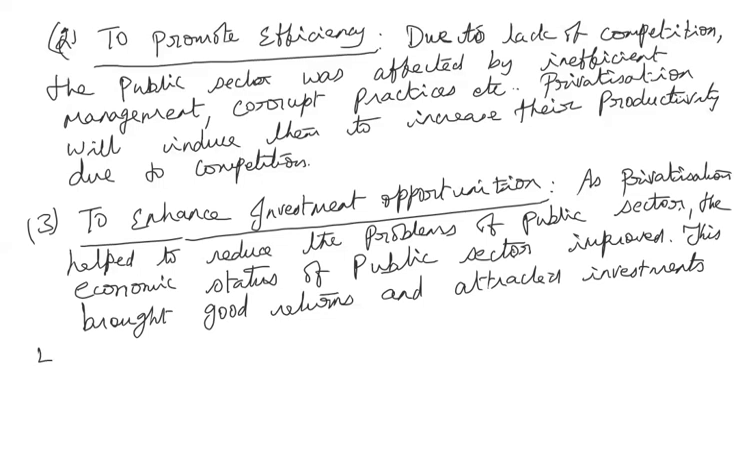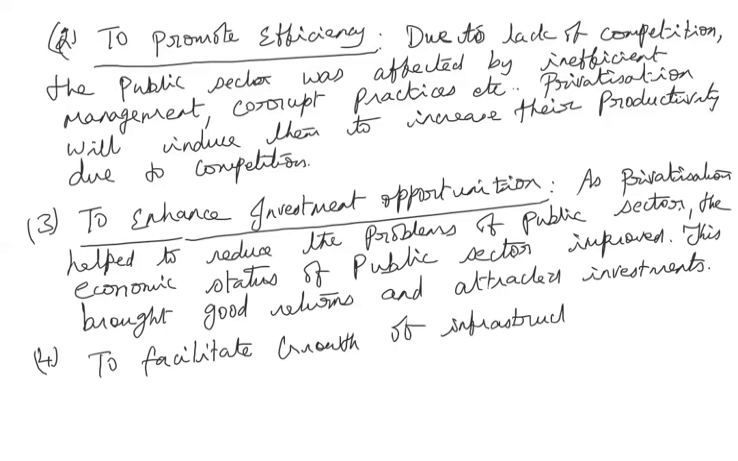Okay, then the next one is to facilitate growth of infrastructure. So now because of the competition and the entry of the private sector, it necessitates the improvement in the infrastructural facilities in the country, because the production has to be done on modern lines with up-to-date technology and all. So unless the infrastructural facilities are properly provided to the private sector, they will not be able to operate. So this forced the government to improve the infrastructural facilities in the country. Okay.